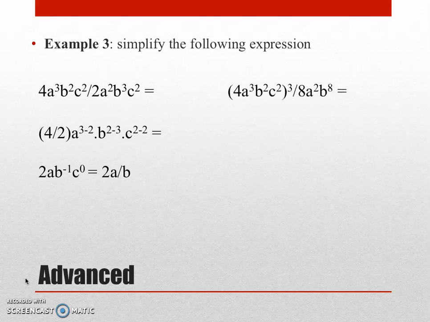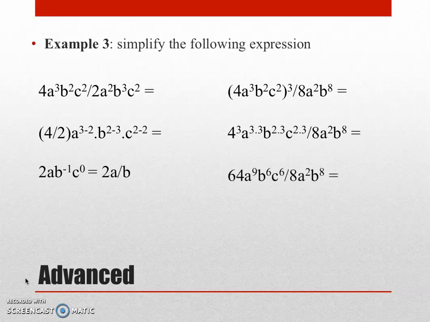Now look at this example. 4a cubed b squared c squared, everything to the power of 3, divided by 8a squared b to the power of 8. Here we have to first simplify the numerator and distribute the power of 3 into all terms, and then we can simplify with the denominator. So here we're going to have 4 to the power of 3, a to the power of 3 times 3, b to the power of 2 times 3, c to the power of 2 times 3.